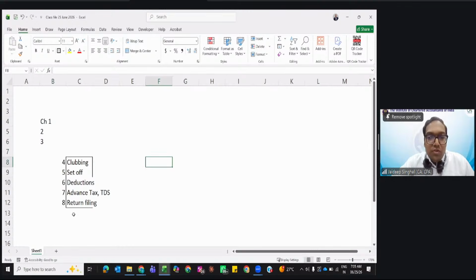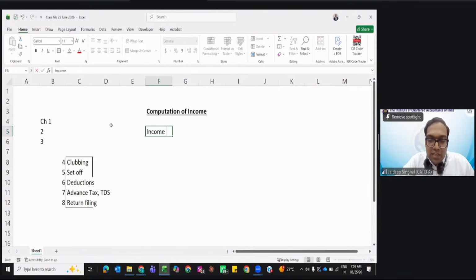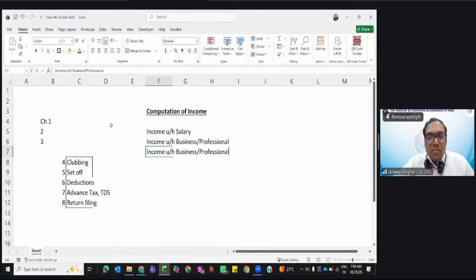Now, why am I writing all this? Because I want to relate what we are going to study. Can anyone tell me the computation format? When we do the computation of income, we start with income under 5 heads. Income under the head salary. Income under the head business or profession. Income under the head house property.